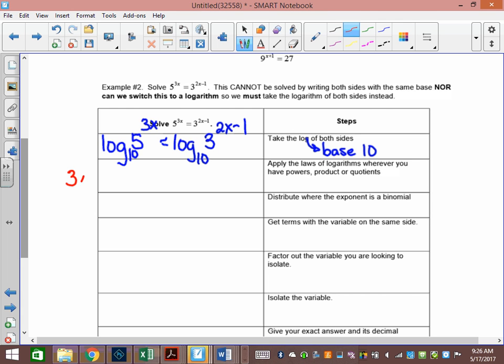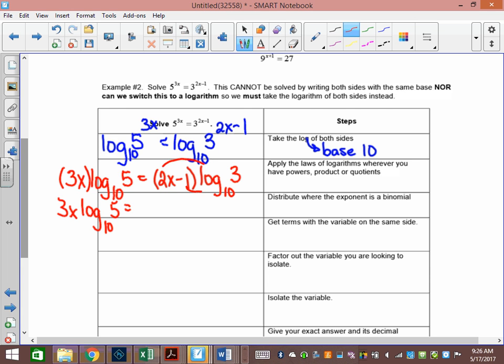We're going to go 3x. I always put the exponent in brackets, and you'll see why in a second. Log base 10 of 5 equals 2x minus 1 log base 10 of 3. The reason why I put them in brackets is you have to remember to distribute the exponent in. If it's a 3x, it's just going to stay that because it's only one term, right? So this will stay 3x. This is the second error spot that happened. 3x log base 10 of 5 equals, now we distribute, 2x log base 10 of 3 minus 1, you just put the 1 in, log base 10 of 3.